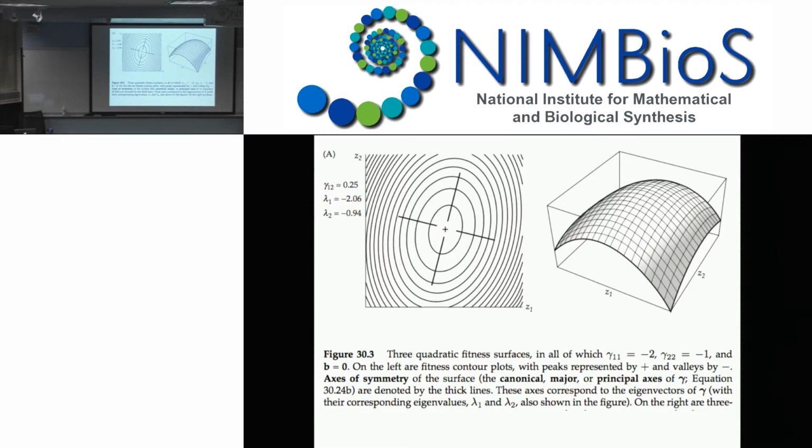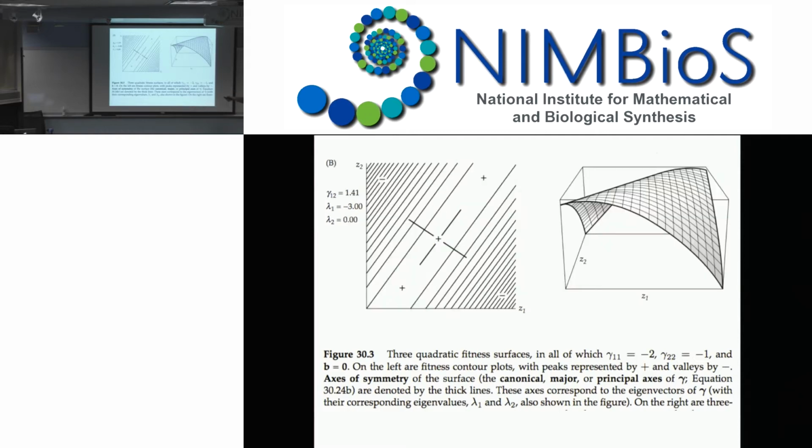However, let's look at what happens if we take these exact same values and now change the gamma 1,2, that is the cross product term, from 0.25 to 1.4. That's a totally different surface. If you looked at your data and saw, oh, trait 1 is under stabilizing selection, trait 2 is under stabilizing selection. In reality, what you see is this. I have one eigenvalue that's -3. I have a second eigenvalue that's 0.